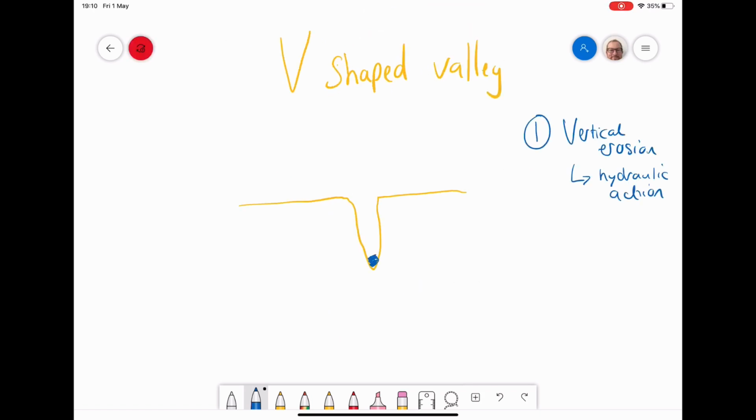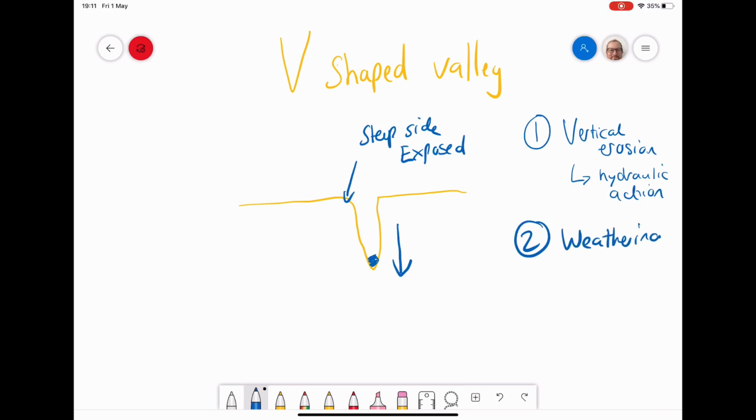So the river has eroded down through vertical erosion, processes like hydraulic action, and it's got this deep valley. But what it's created is these steep sides which are suddenly exposed, and they're exposed to other processes that shape the valley, which are weathering processes.